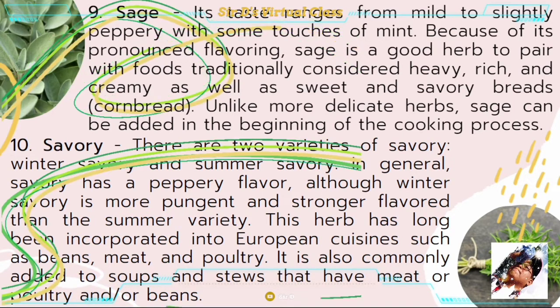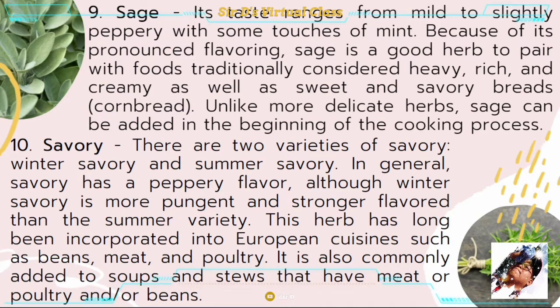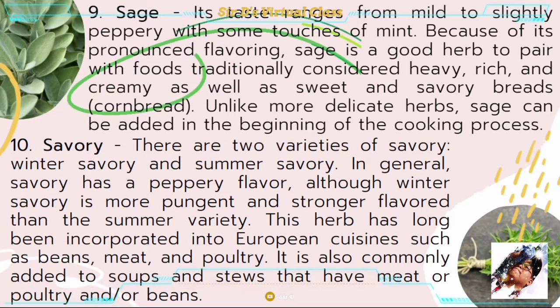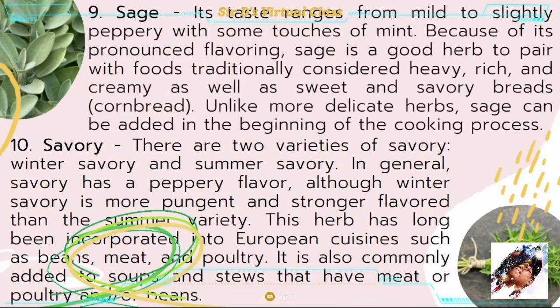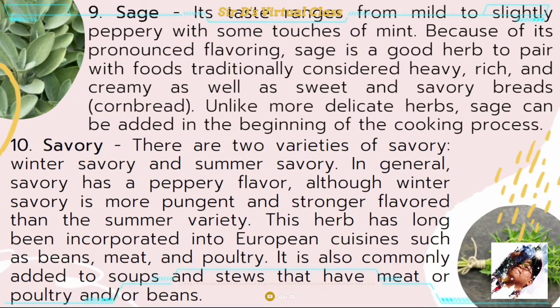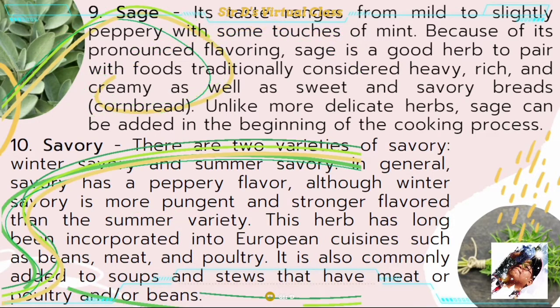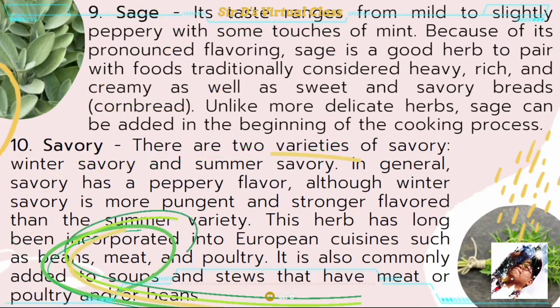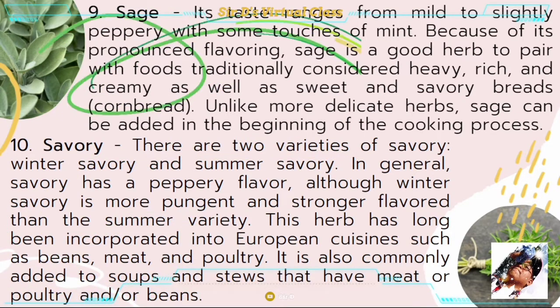Then we have savory. There are two varieties of savory, winter savory and summer savory. In general, savory has a peppery flavor, although winter savory is more pungent and stronger flavored than the summer variety. This herb has long been incorporated into European cuisines, such as beans, meat, and poultry. It is commonly added to soups and stews that have meat or poultry and or beans.